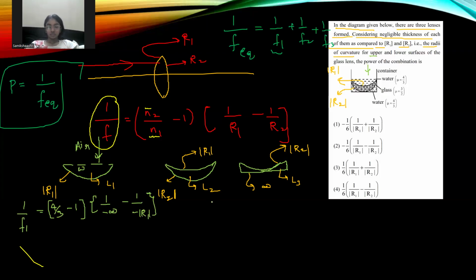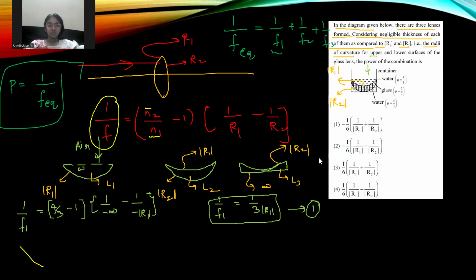So 1 upon F1 is how much? 1 by 3 of mod R1. Is it so? Wait, 3 more. Clear? Any doubt? Tell me. No, sir, clear. Give me 1 minute, okay?